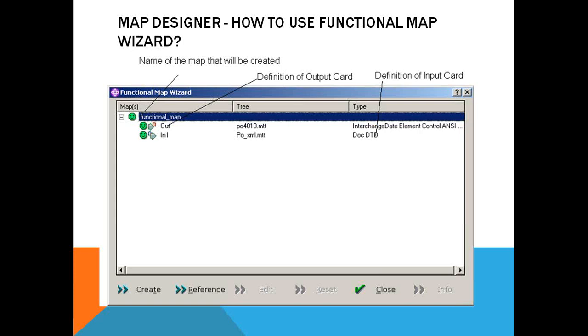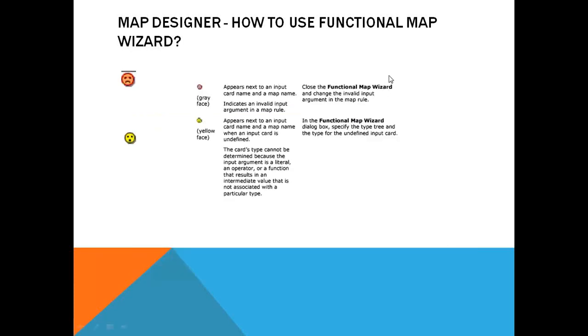In the next slide, we'll talk about it. See here, this gray color appears next to an input card name. It basically talks about invalid type, invalid input, or that the input card is undefined. This icon will come when you do manual changes.